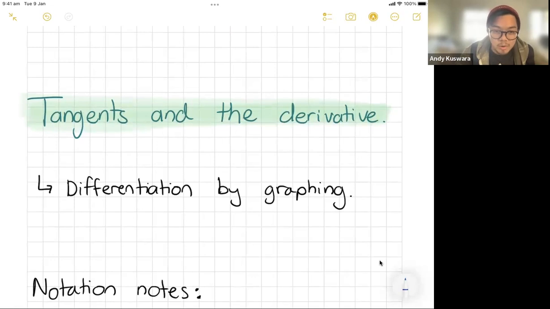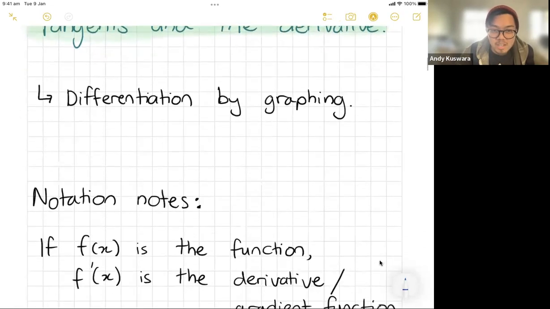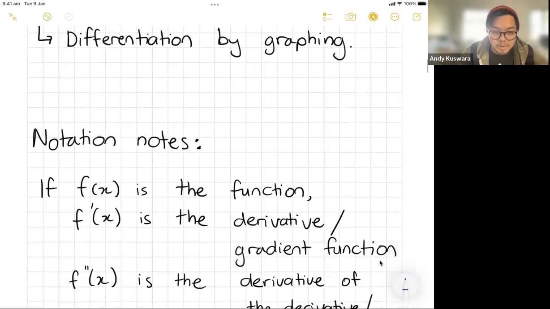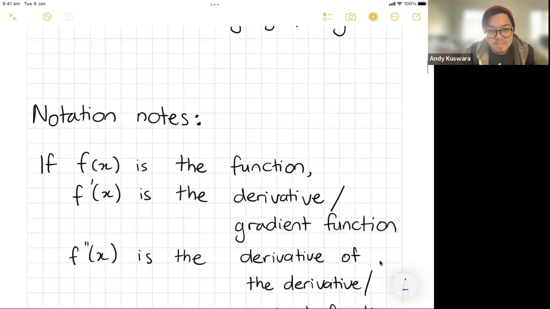We're going to do this differentiation by graphing, and first, we're going to talk about notation. If I'm saying f(x), I know my x's sometimes look like n's, but bear with me. f(x) is the function that you're given. If I write f'(x), that's the derivative, or the gradient function. And f''(x) means the derivative of the derivative, or the derivative of the gradient function, whichever you prefer to use.